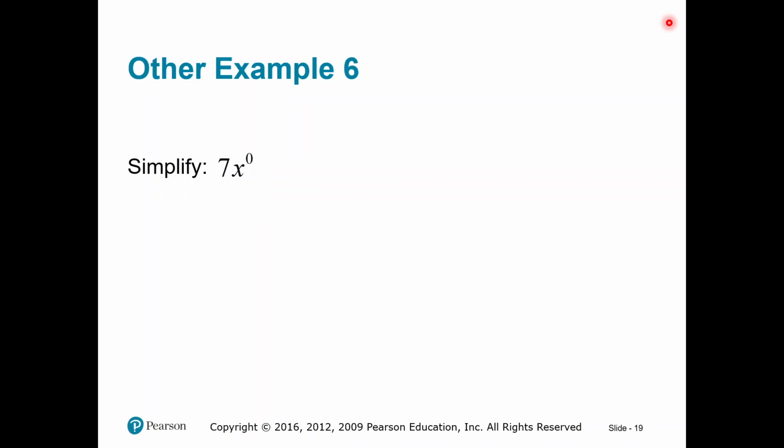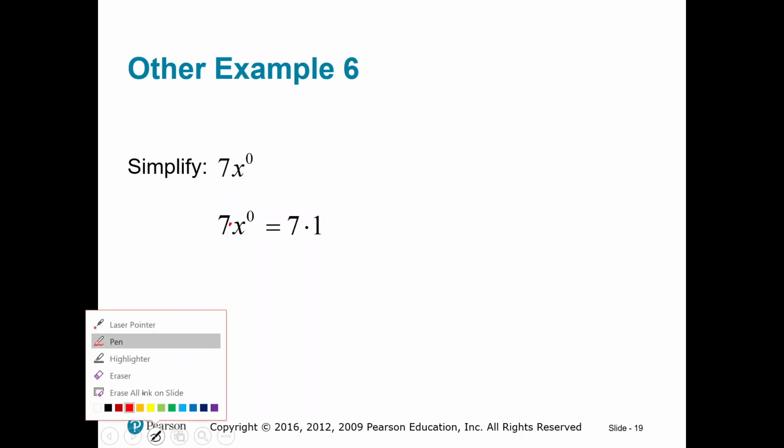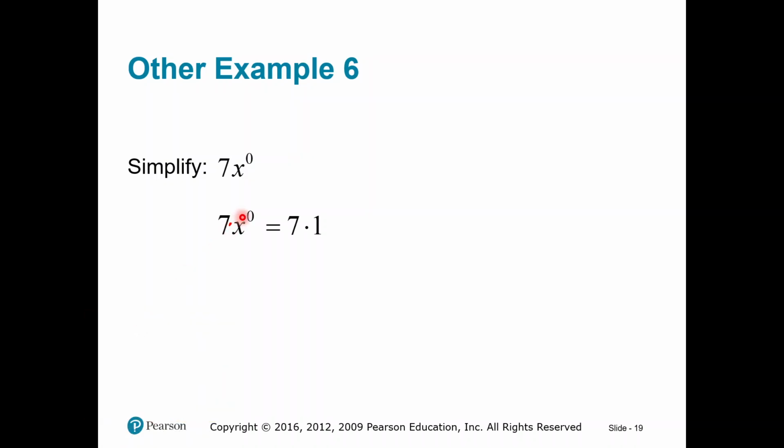Last but not least, I have 7x to the 0. Now think of x to the 0 times 7. And so x to the 0 power is 1. So 1 times 7 is 7. And that's the answer.